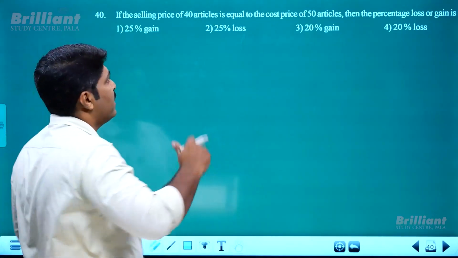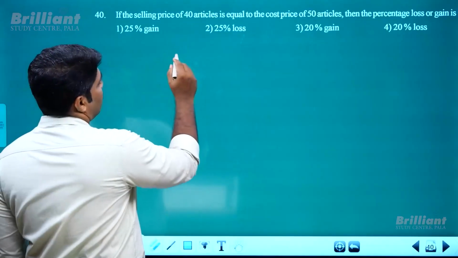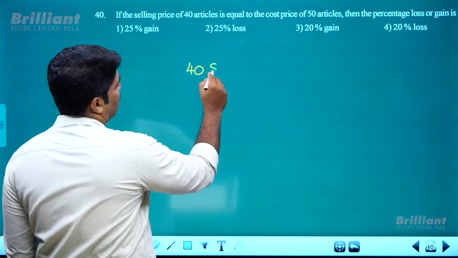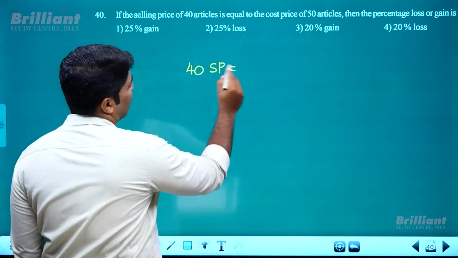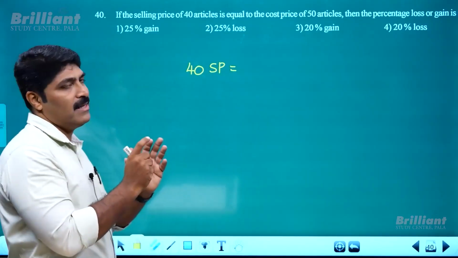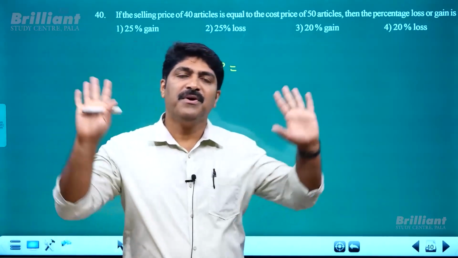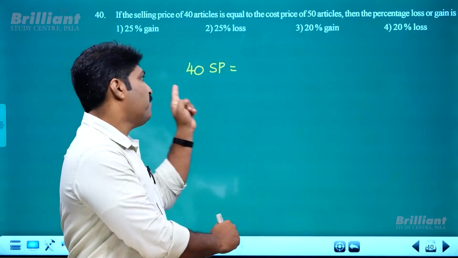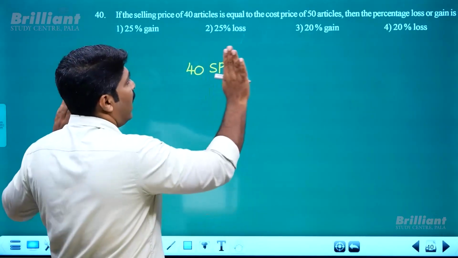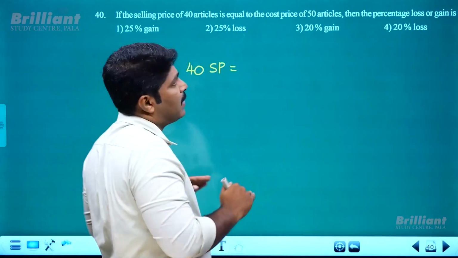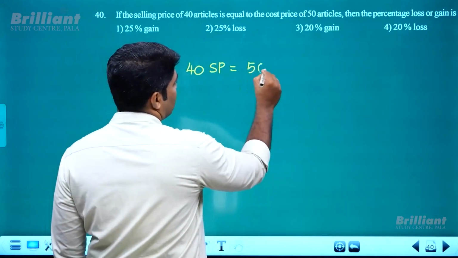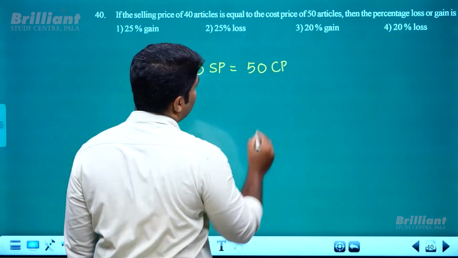You can simply write the steps like selling price of 40 articles. I just write it as 40 SP. Simply you can write it like this. So it means the selling price of 40 articles, and that is equal to the cost price of 50 articles. Then how can we write here? That is 50 CP. Got it?